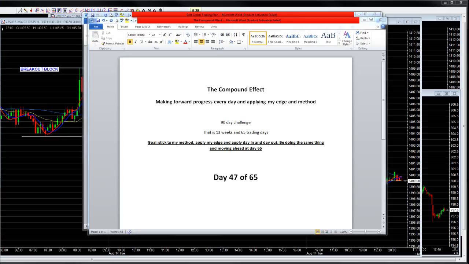Making forward progress every day, applying my edge, applying my method, sticking to the goal and making sure I'm doing all the little things and moving ahead to be achieving my goals.